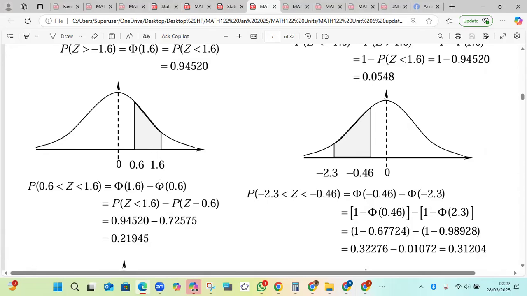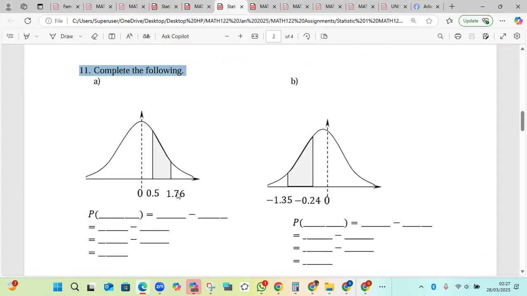Once again, we find the probability of z less than 1.6, that's from 1.6 all the way down. We find the probability of z less than 0.6. That's a typo, that's supposed to be a less than symbol right there, which is phi of 0.6. And we found them to be 0.9452 and 0.72575 respectively. We find the difference between the two, and that will give us this shaded region. So we apply this now to 0.5 and 1.76.